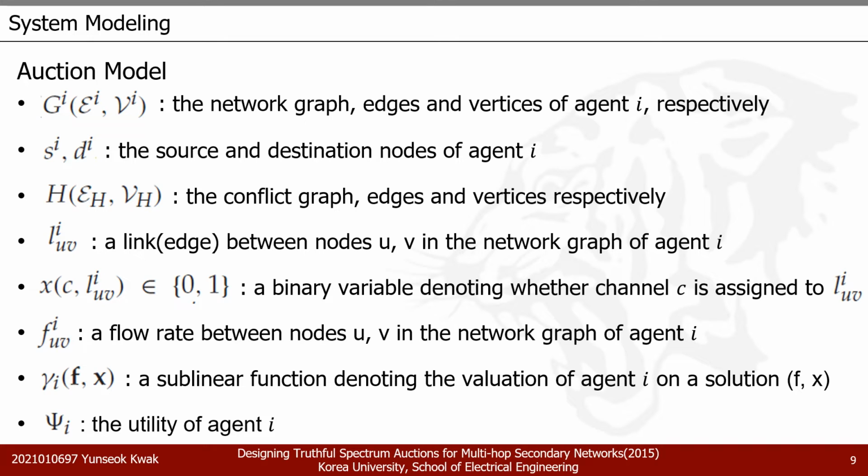And f is a flow rate between nodes u and v in the network graph of agent i. Gamma is a sublinear function denoting the valuation of agent i on a solution (f, x). And the utility of the agent is this phi.